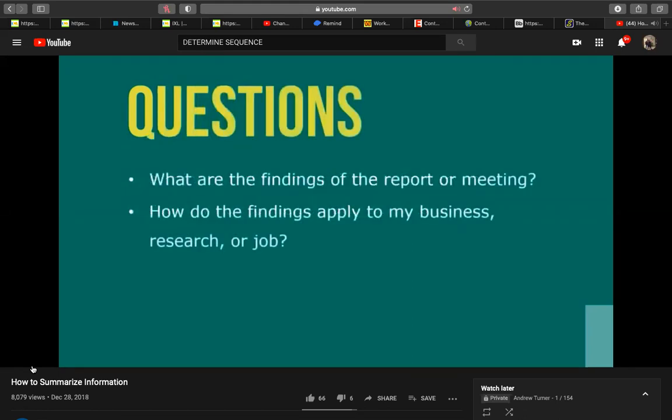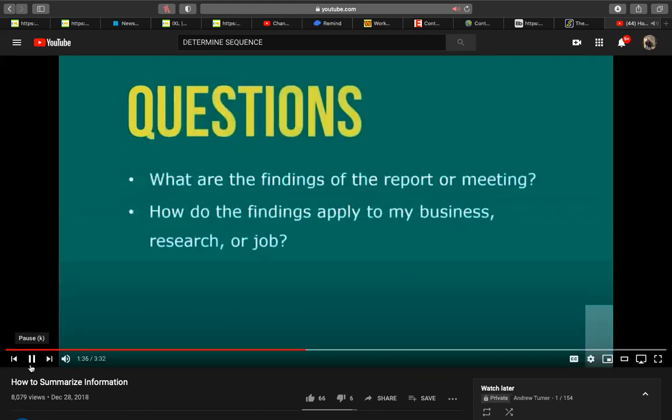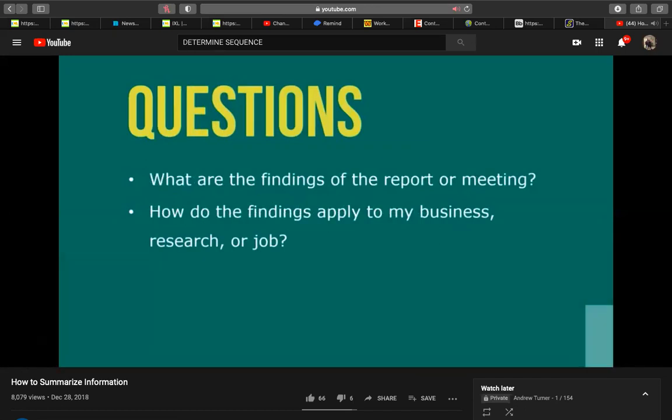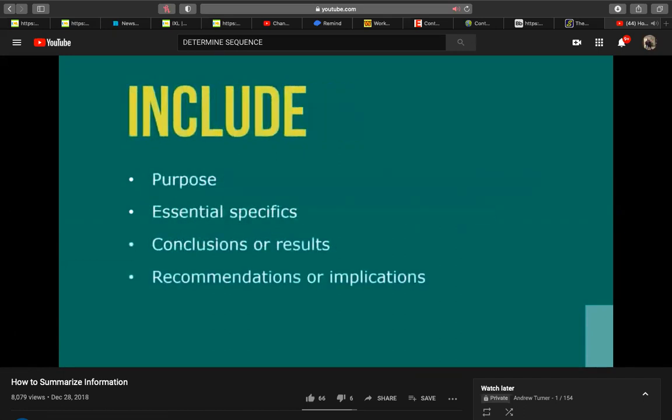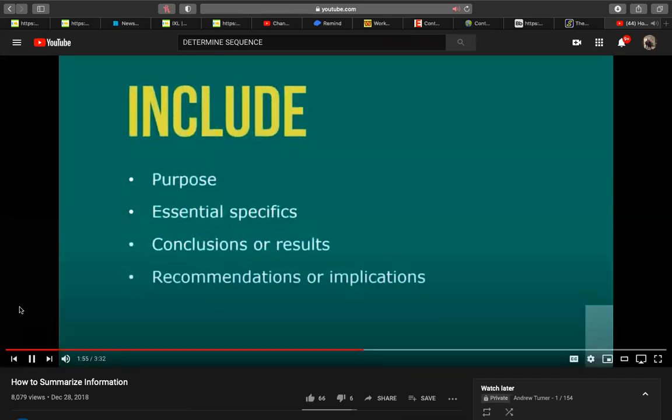Make your summary lean and useful by briefly telling readers the main points, purpose, scope, conclusions, and recommendations. A summary should straightforwardly and accurately answer readers' two most important questions. What are the findings of the report or the meeting, and how do the findings apply to my business, research, or job?